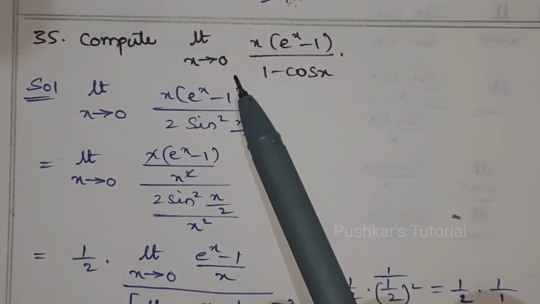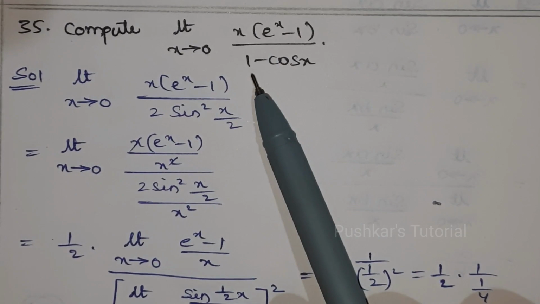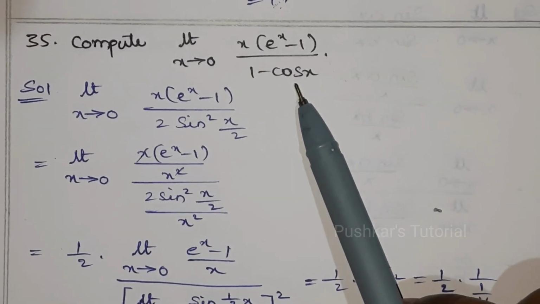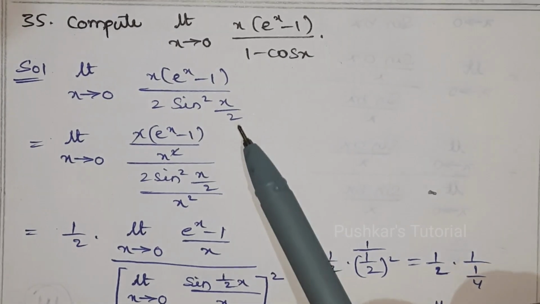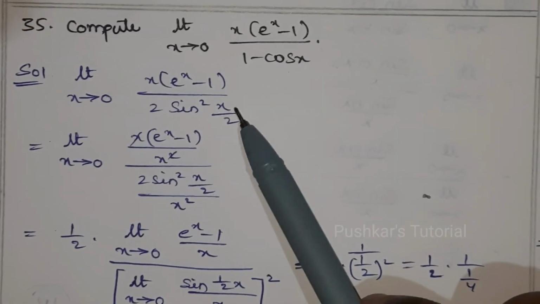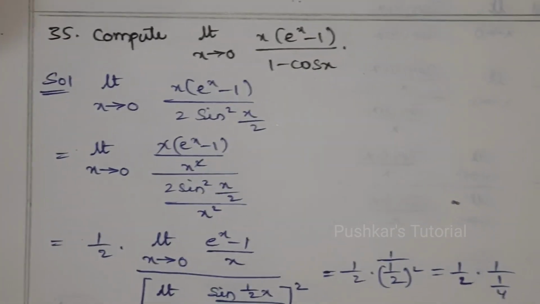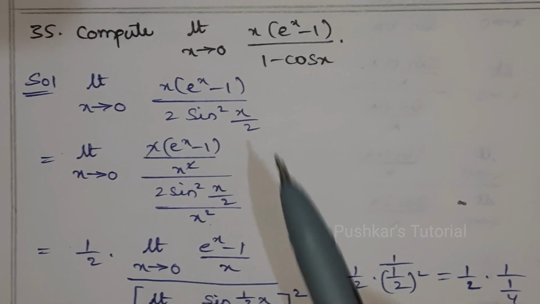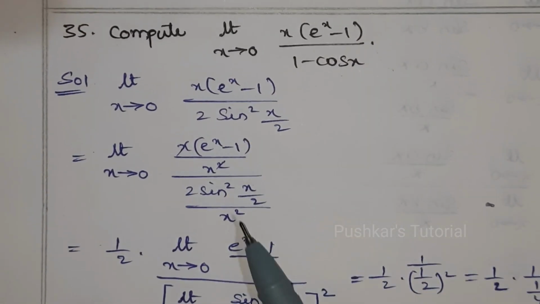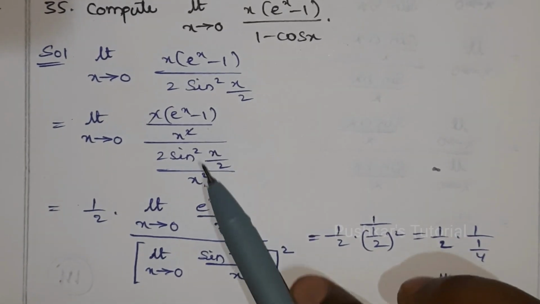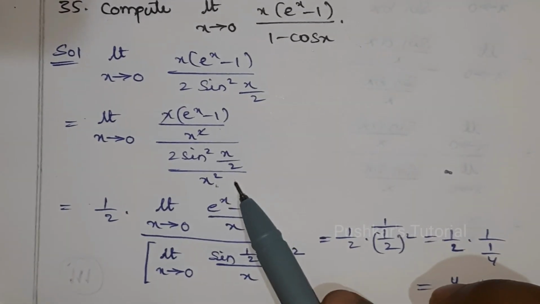Find limit x tends to 0, x e power x minus 1 by 1 minus cos x. So the denominator is looking like 1 minus cos theta. The formula is 2 sin square theta by 2. So how much angle is there in that half? x, so the half is x by 2. Numerator as it is. For the sine, I need x square, because square is there. So I need denominator x square. So divide by x square in the numerator and the denominator.